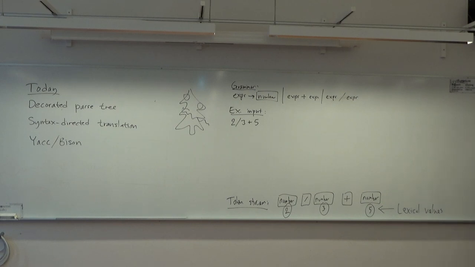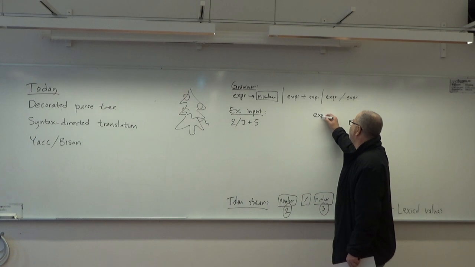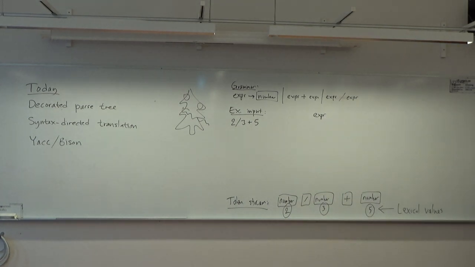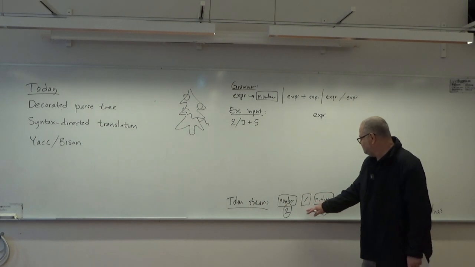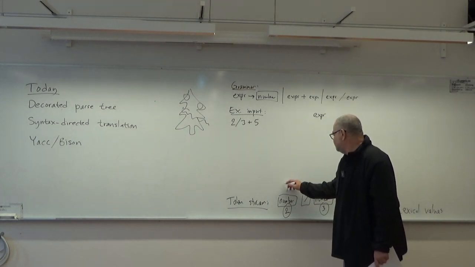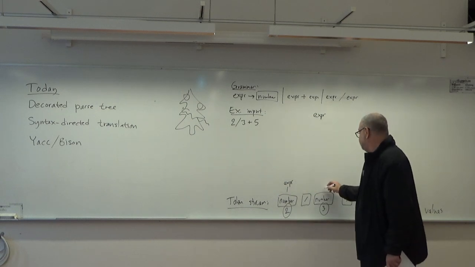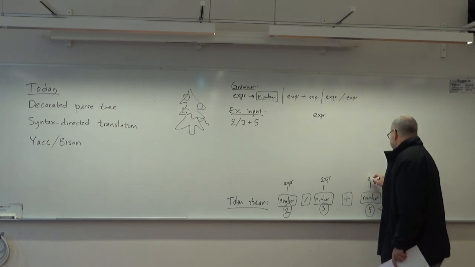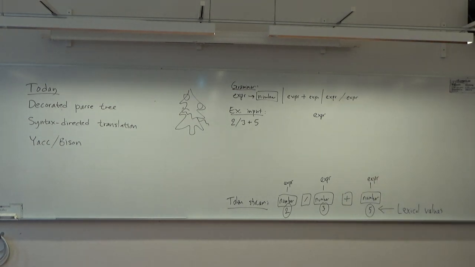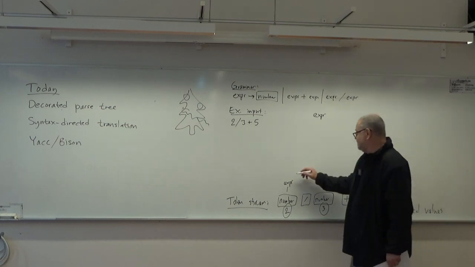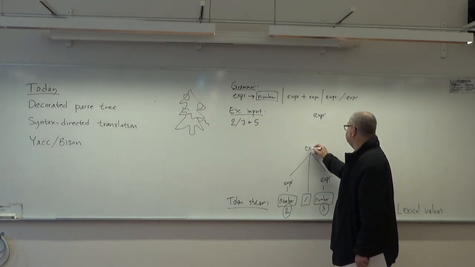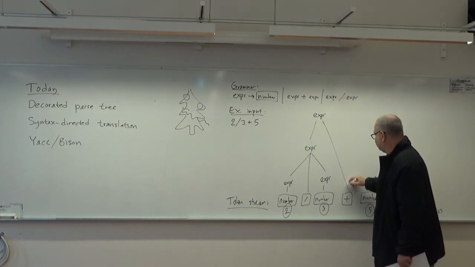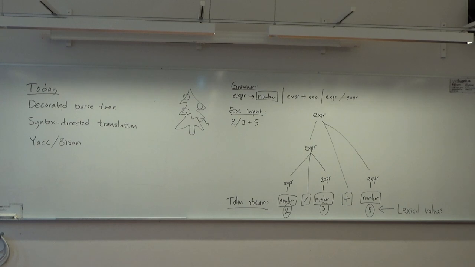If we start from the top, well, the only non-terminal we have is expression, so that will be the start symbol, which will be our root node. And if we switch down here to start from the bottom up, each number has to be interpreted as an expression or reduced to expression. Otherwise, we won't be able to do anything with them. And since we have an ambiguous grammar, we could start with plus or we could start with division. But let's start from the left here and say that this expression divided by this expression is a new expression. And then we have this expression plus this expression, which gives the complete expression.